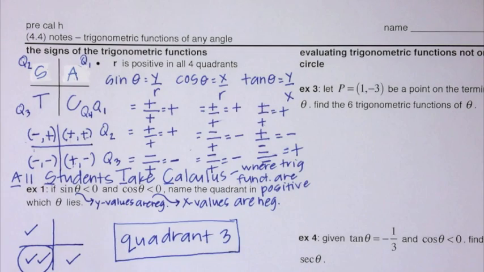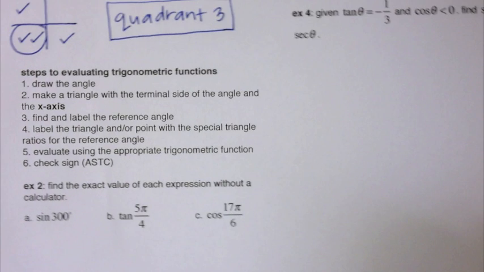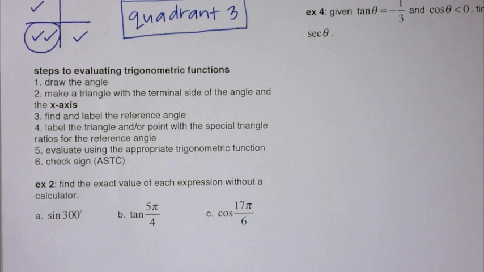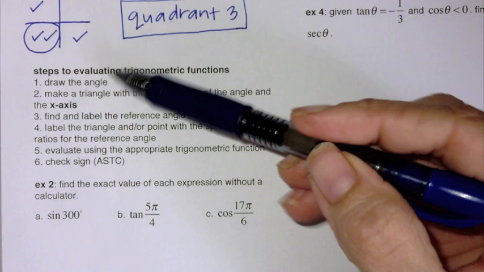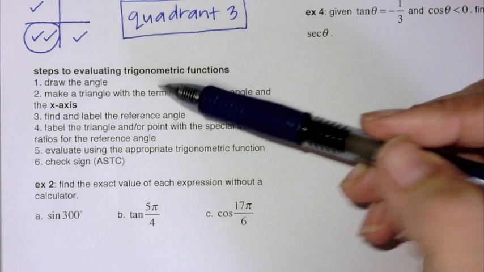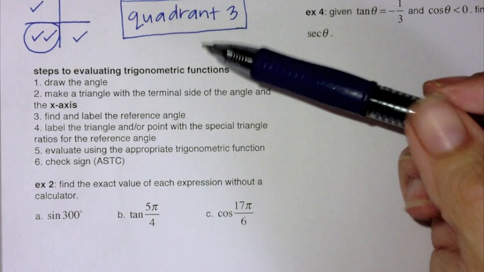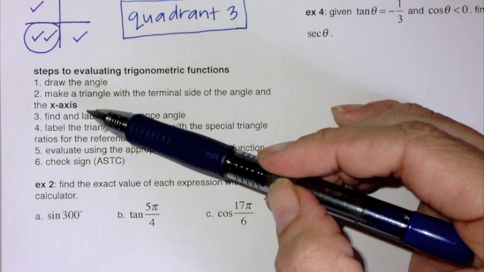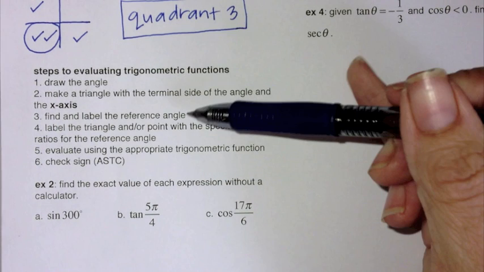Okay, moving on. So now we are going to get off of just quadrant 1, and we're going to go to quadrant 2, 3, and 4. We're going to do positive angles, negative angles, and so here's just some steps that you should remember. First of all, draw the angle. Then you're going to make the triangle with the terminal side of the angle and the x-axis. Super important that you do the x-axis. Then you're going to get the reference angle.